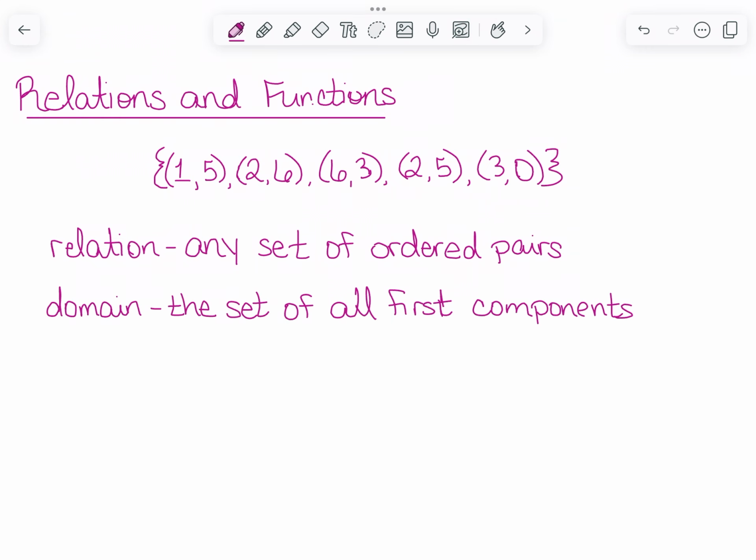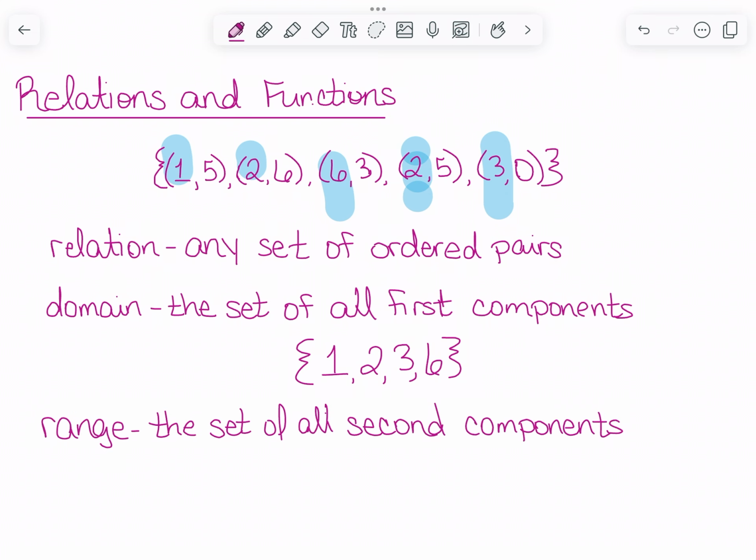The domain of a function is the set of all of the first components of the ordered pairs. For this particular relation, that would include 1, 2, 6, 2, and 3. To write this, we would use curly braces and list out 1, 2, 3, and 6. Even though the 2 appears twice, we should still only list it once.